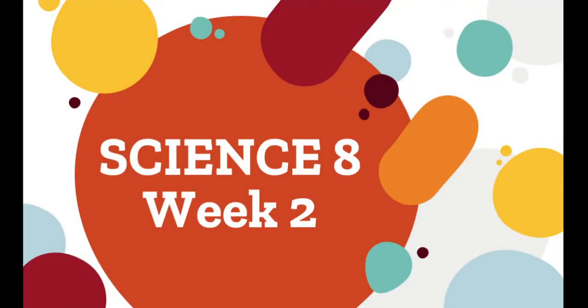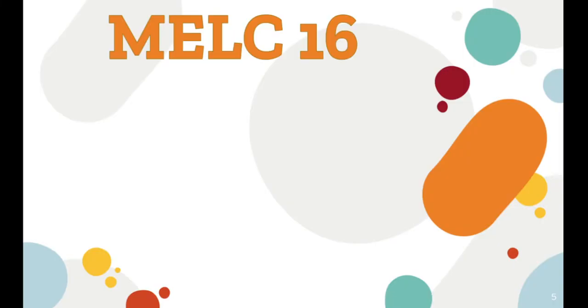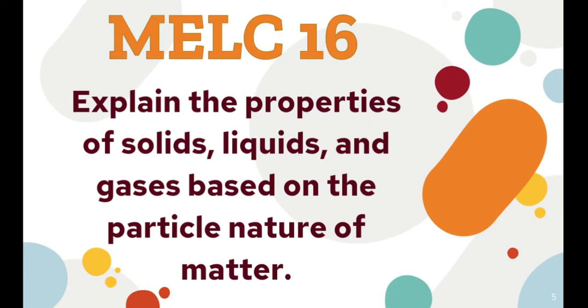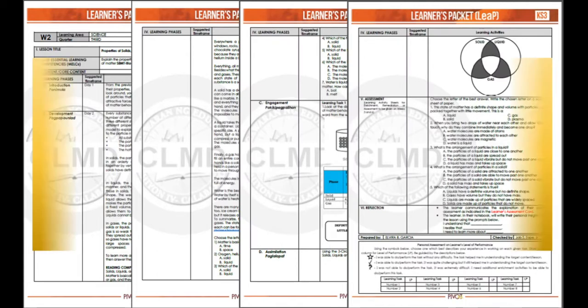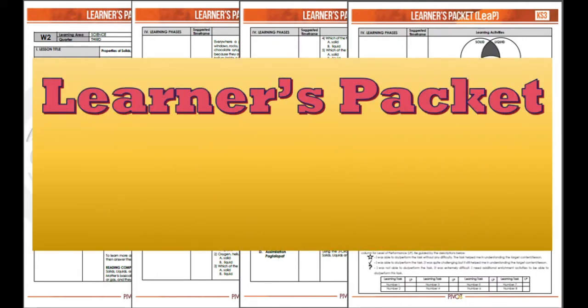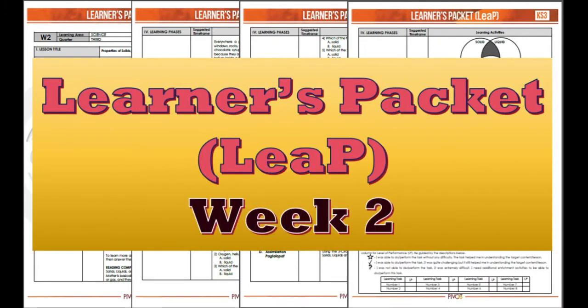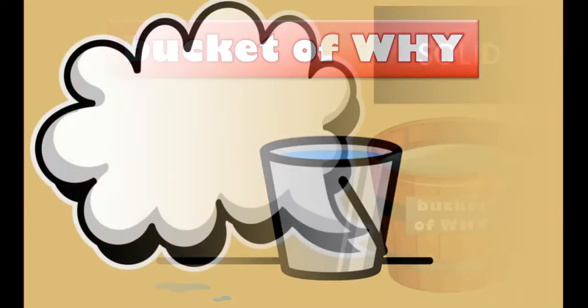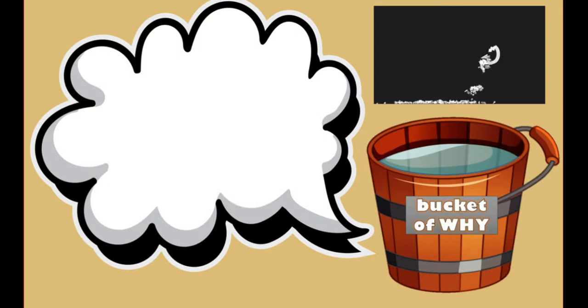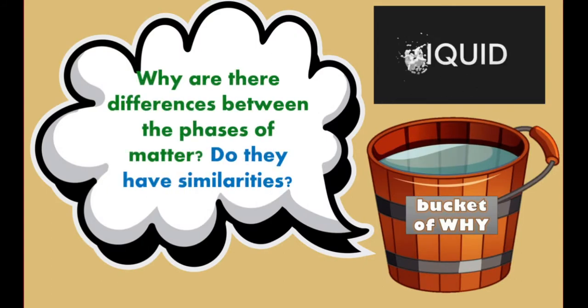To continue on Science 8, Week 2, our most essential learning competency or MELC 16 is to explain the properties of solids, liquids, and gases based on the particle nature of matter. Here we have the learner's packet or LeaP for Week 2. For this week's bucket of why: why are there differences between the phases of matter? Do they have similarities?